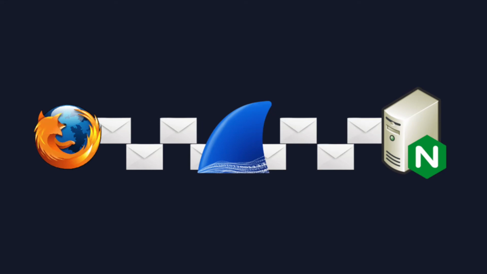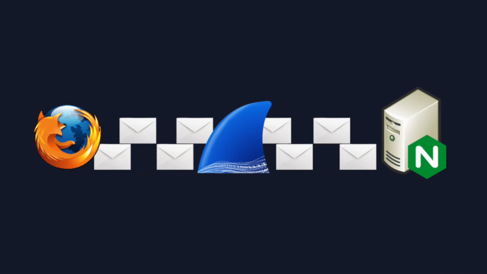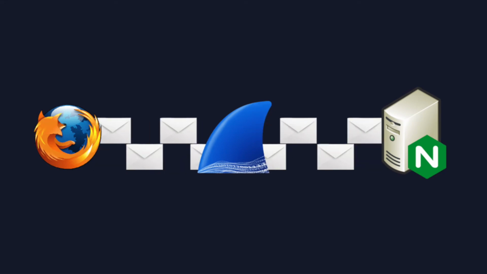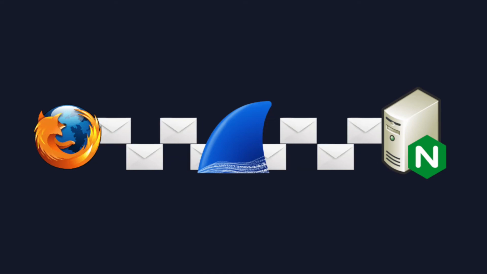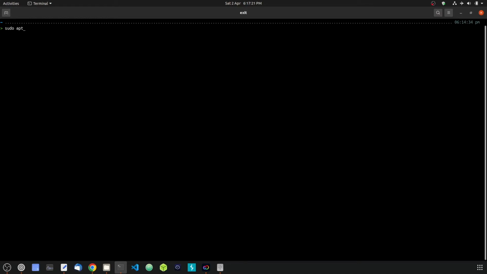Now I will use Wireshark to demonstrate how these protocols work and how the connection is made by capturing these packets in real time. So let's start. Installing Wireshark in Ubuntu is simple. Just open up your terminal and type sudo apt install wireshark. Press enter and type in your password, and the installation will begin.